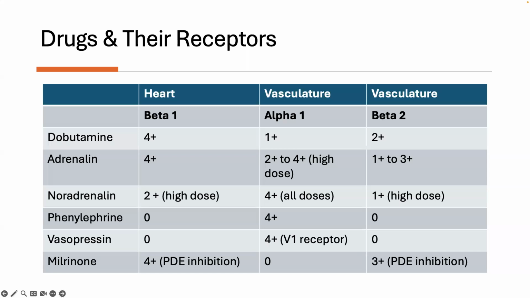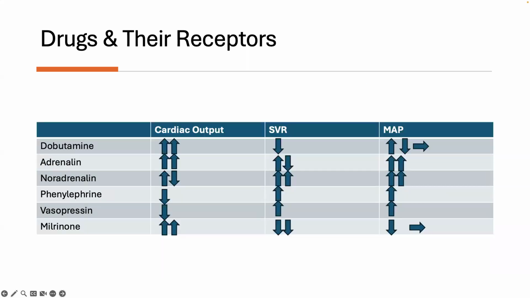Vasopressin works on the V1 receptor. It's not an alpha-1 as the table indicates, but for intents and purposes, you can see it's a pure constrictor. And then, as we said, that molnupiravir acts on beta-1 and beta-2 receptors, so it will cause increased contractility and vasoconstriction.